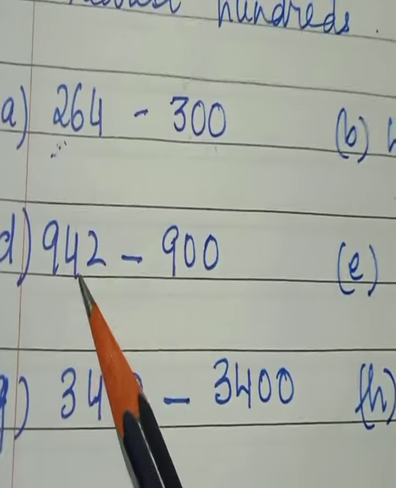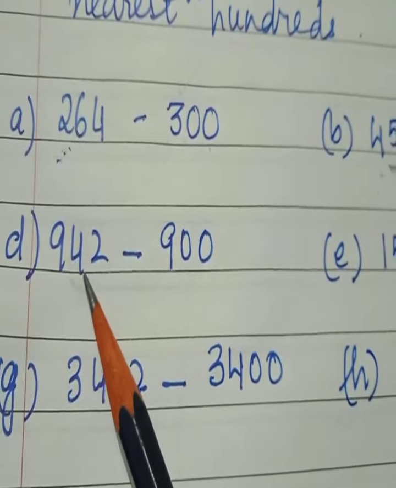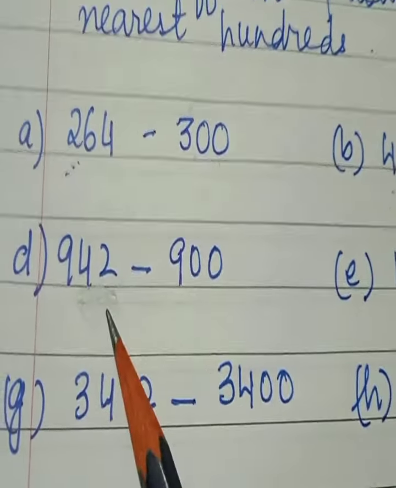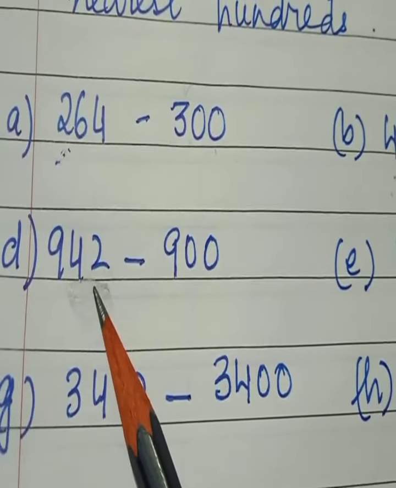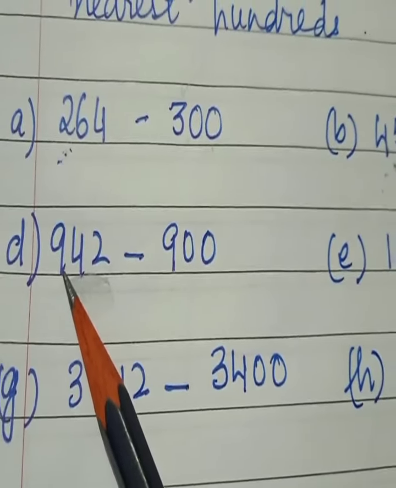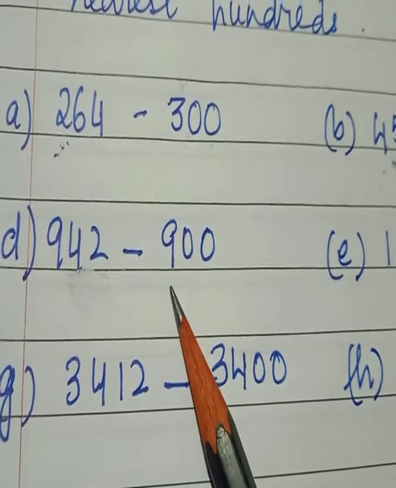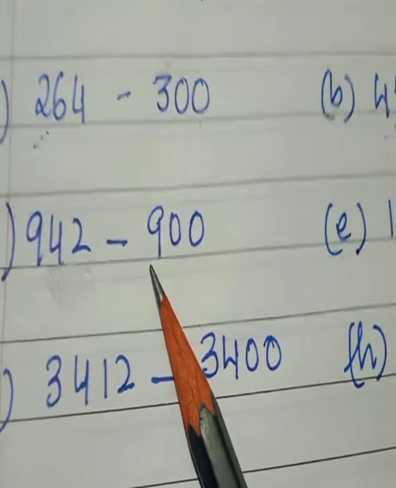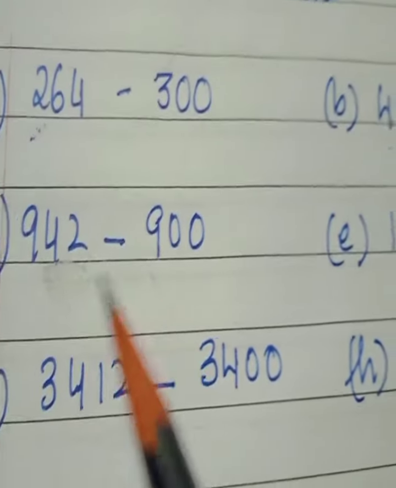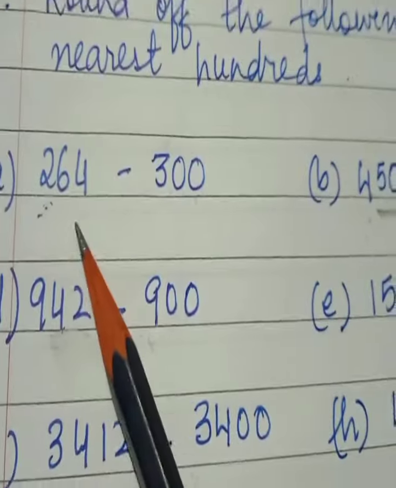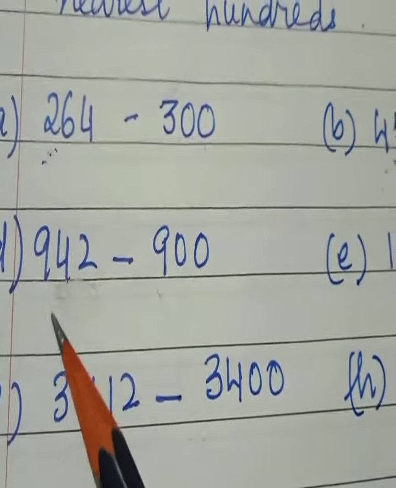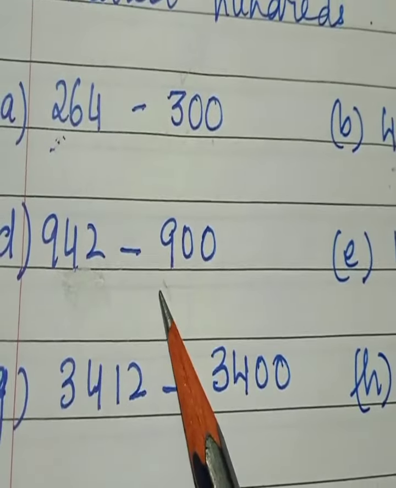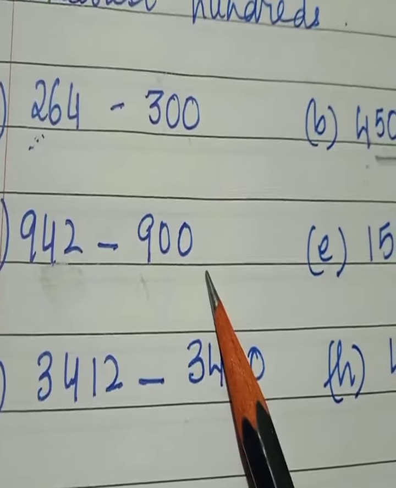Number D, 942. Let us see the tens and the ones place, which is 42, which is less than 50. If it is less than 50, then nothing is added to the hundreds place. The hundreds place remains the same as before. Nothing is reduced either. There is a common mistake of children minusing 1. Please don't minus. You only add if it is 50 or more than 50. You don't minus if it is less than 50. So the hundreds place will remain the same. Only the tens and the ones will be replaced with zeros.